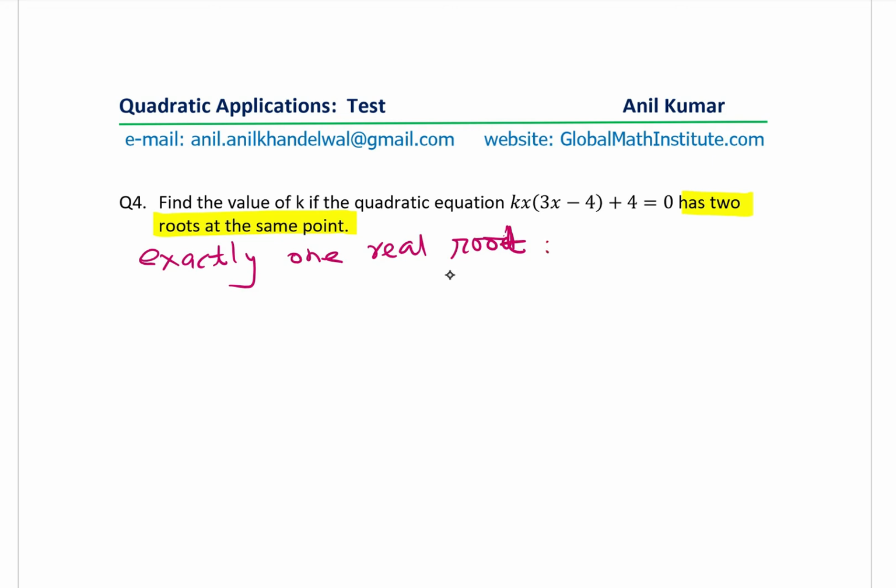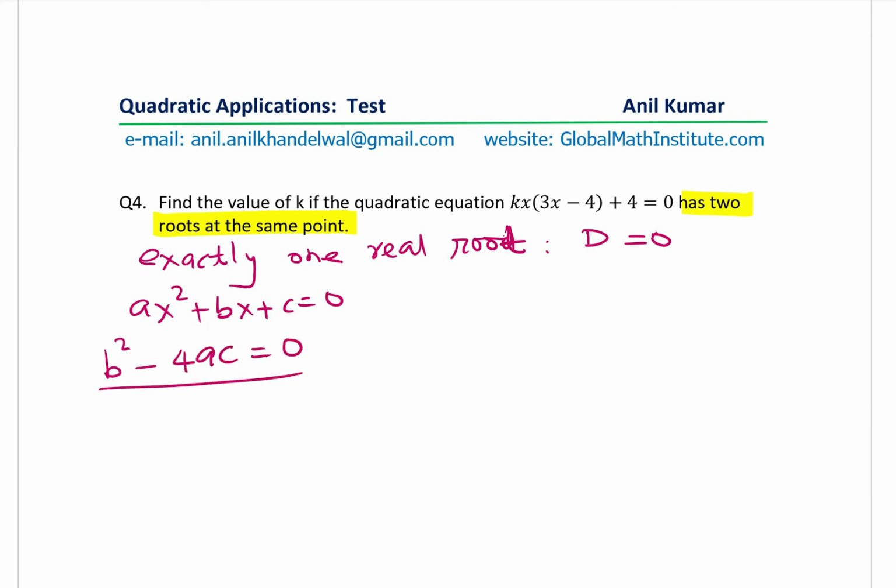Correct? And that means what? That means the discriminant is equal to 0. Right? So if we have an equation which is ax squared plus bx plus c equals to 0, in that case, we're looking for b squared minus 4ac equals to 0, right? That is what we are looking for. So let's work on this equation and then find the answer. We have kx times 3x minus 4 plus 4 equals to 0. Open the bracket. So we get 3kx squared minus 4kx plus 4 equals to 0.